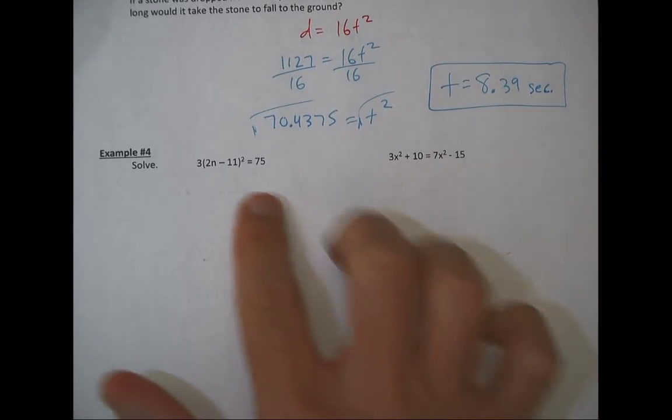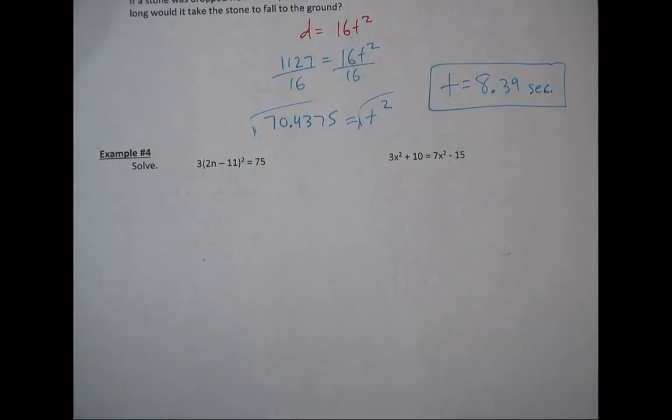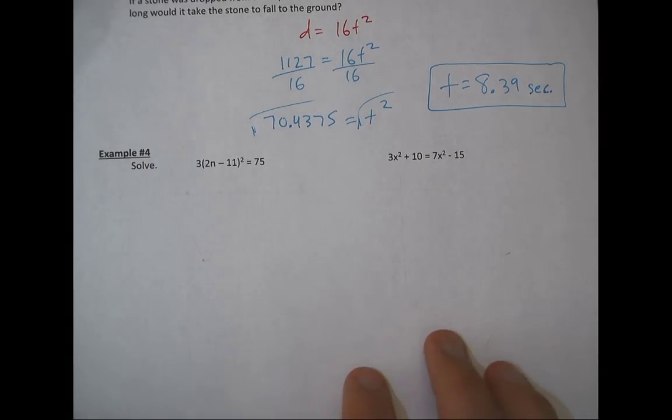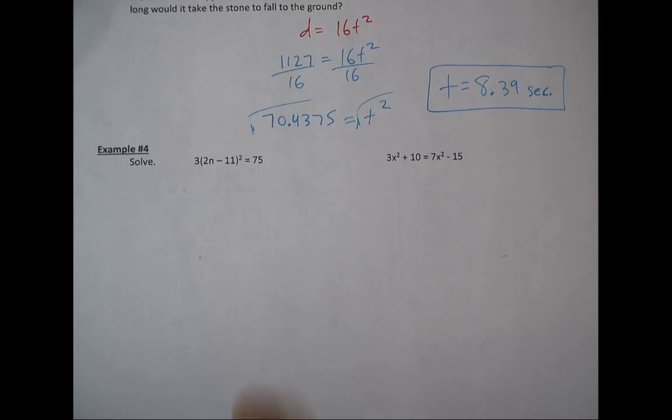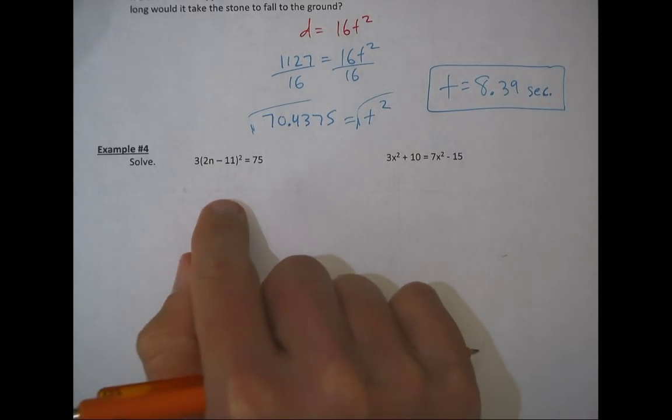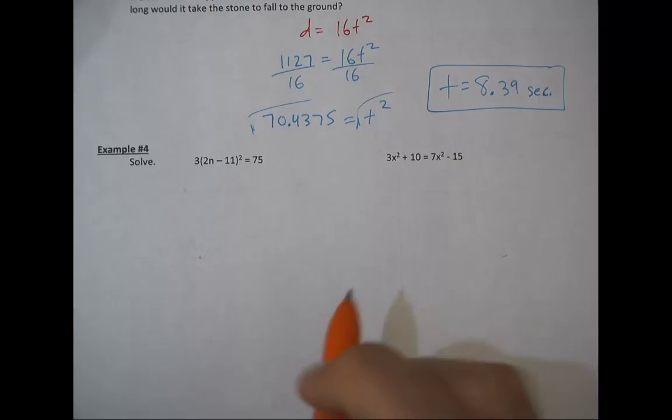All right, so going to example 4. These are just straight algebra, so that means we can have negative amounts. This isn't pertaining to anything specific that wouldn't make sense to have a negative. So we want to solve this for n. We want to get n by itself.